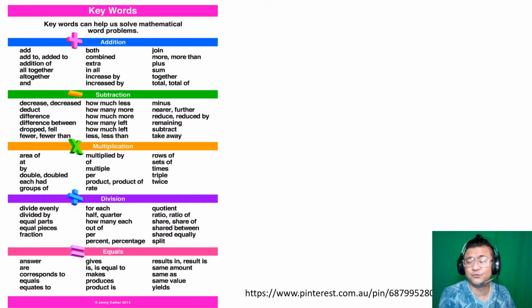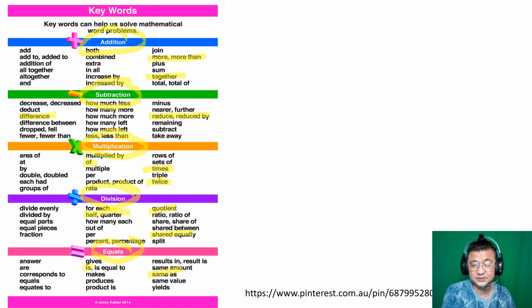And you've learned this before. There are keywords. Like for example, let me just circle or highlight important words. When you see the word together, more than, you're thinking of addition. What else? When you see the word reduce, or the word difference, you know that's subtraction. After reading a problem, you see the word of, times, triple, twice, you need to multiply. When you see the word half, quotient, shared equally, that's division. And when you see the word is, or same value as, that means equal.